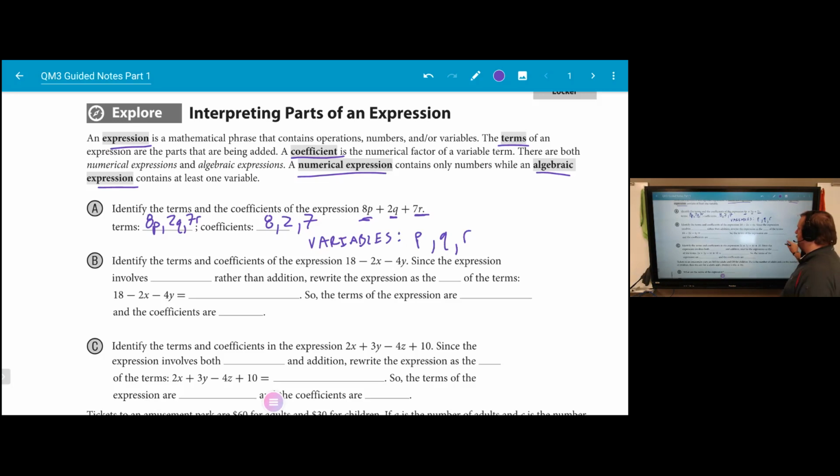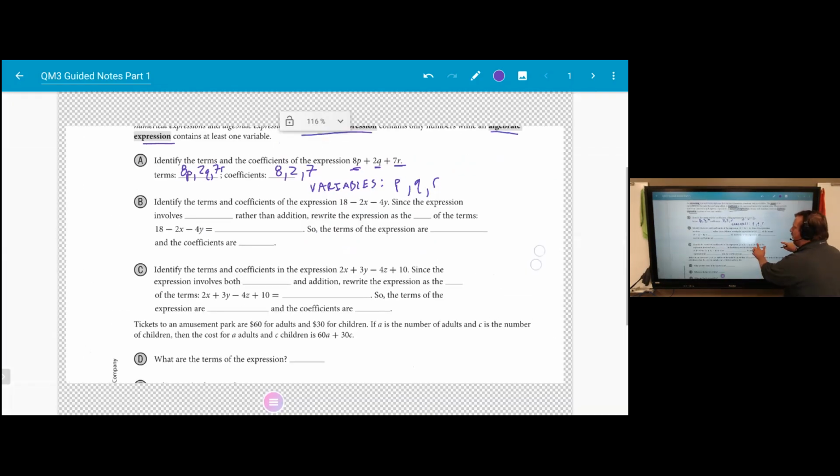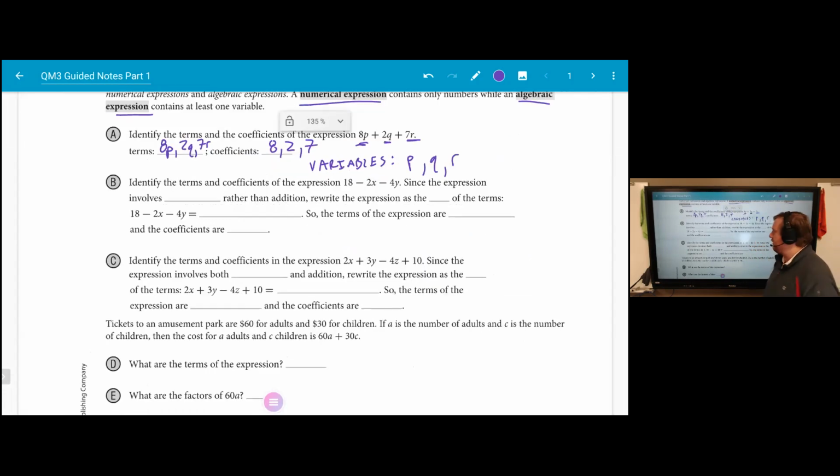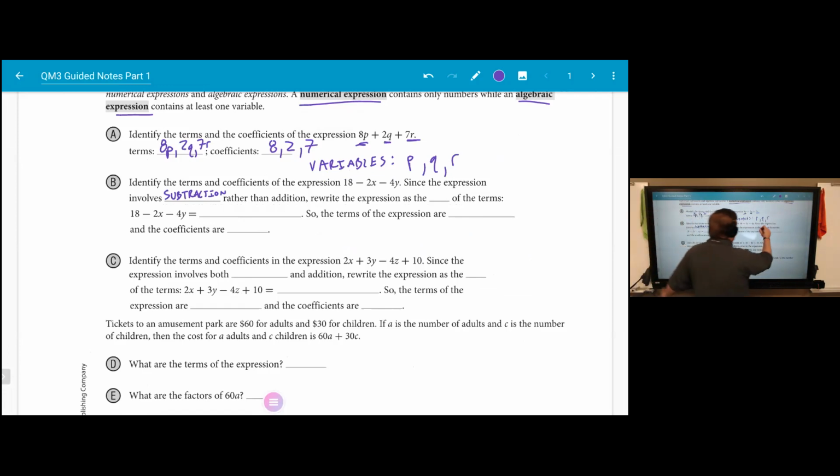What's the next step, Mr. Brayman? Great question. It says identify the terms and coefficients of the expression, again, expression, no equal sign, 18 minus 2x minus 4y. Oh, we got subtraction. It says since this expression involves subtraction rather than addition, we're going to rewrite the expression as the sum of the terms. When we talk about sums, we're talking about addition here. We have 18 minus 2x minus 4y. We could rewrite as 18 plus negative 2x plus negative 4y.